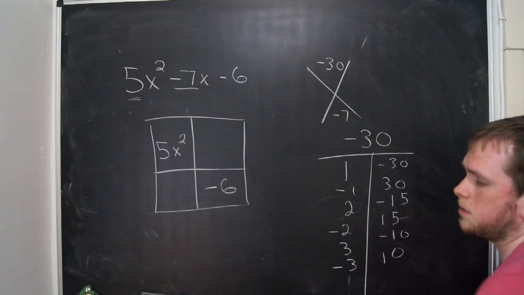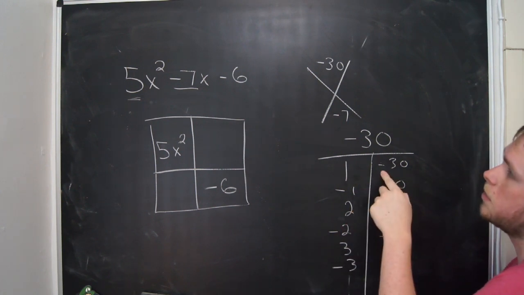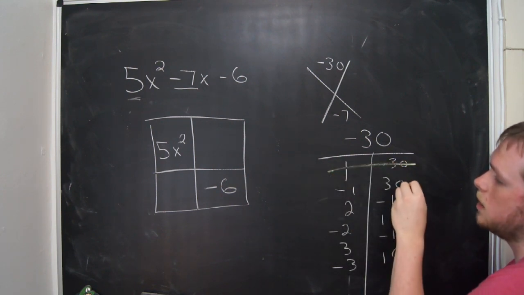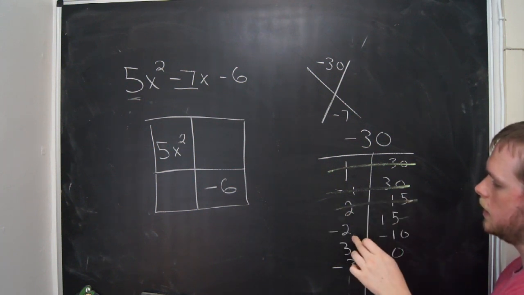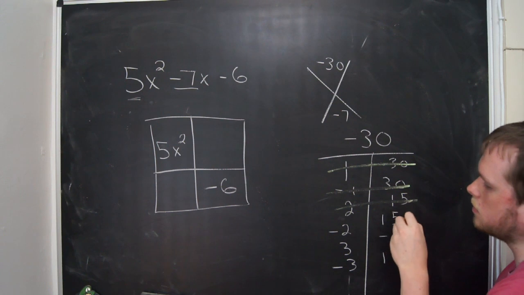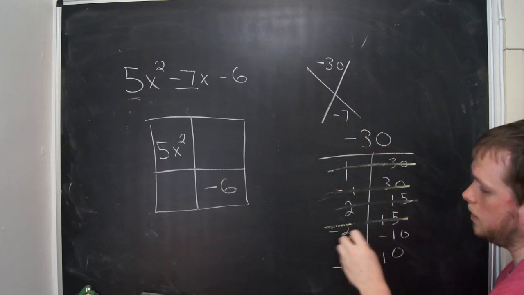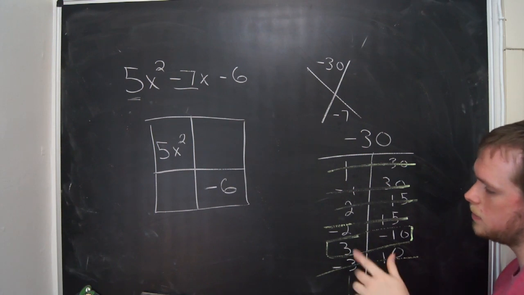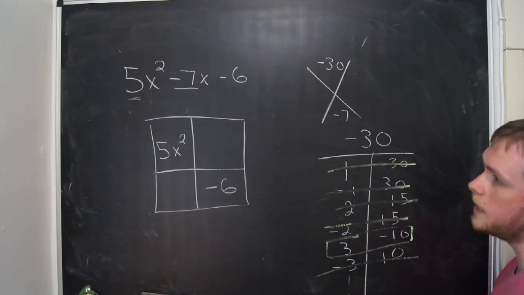Let's see if we have anything yet. So 1 plus negative 30 gives us negative 29. Nope. Negative 1 plus 30 is positive 29. Nope. 2 plus negative 15. No. Negative 2 plus 15 is positive 13. No. 3 plus negative 10 gives us negative 7. That's what we want. So we've got our 2 terms, and we don't have to worry about this last one. Our 2 terms are positive 3 and negative 10.